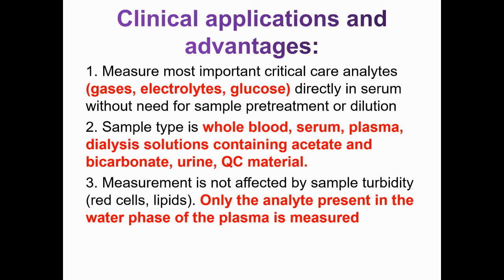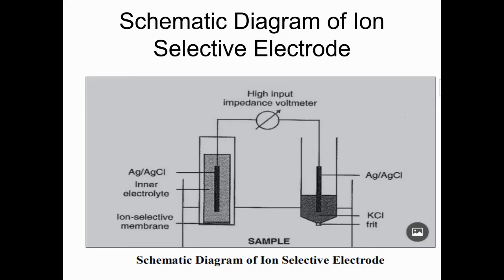The measurement is not affected by sample turbidity, red cell contamination, or any lipid contamination, so it shows only the analyte. Whatever analyte is present in the water phase of the plasma is measured. This is the most important clinical advantage.